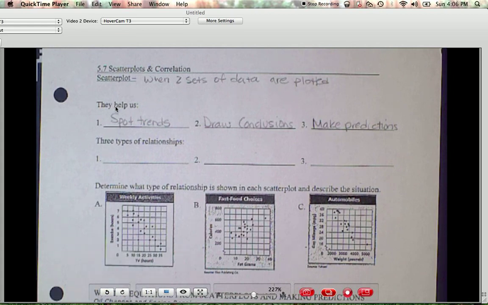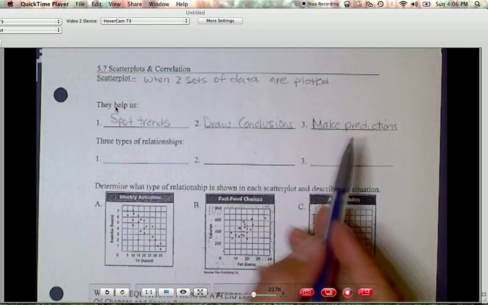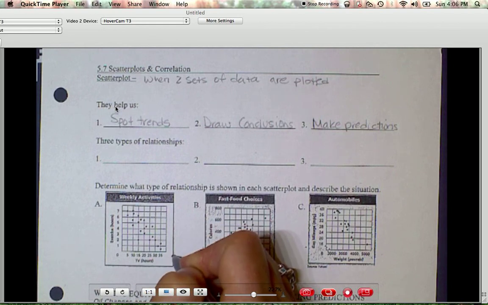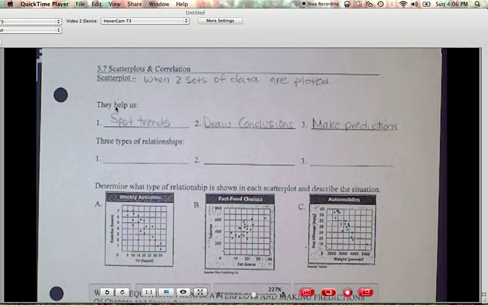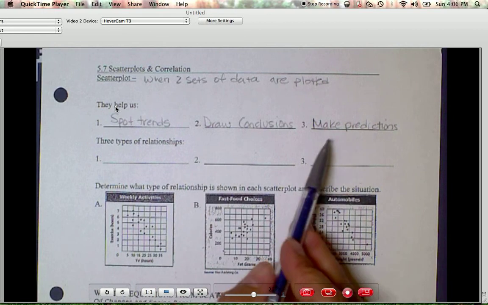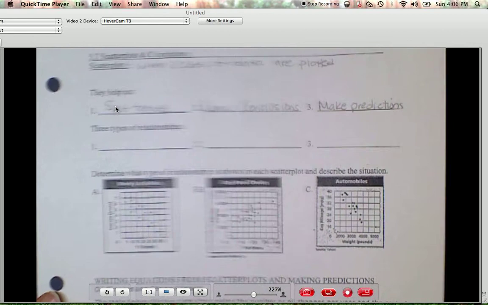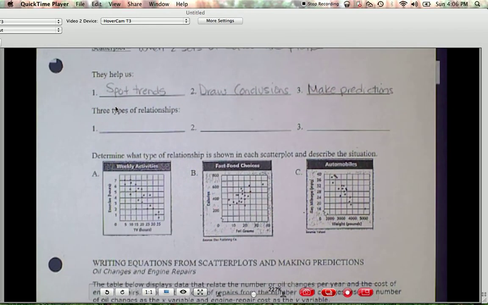Okay, so we can spot a trend. That's what we just talked about, and we might make a conclusion for why this trend is happening, and we can predict that if somebody were to watch TV for 23 hours, we could make a prediction of how much exercise they probably got. Now these are, of course, general predictions and general conclusions. They don't work for every data point, but they do help us to get an idea of what's going on.